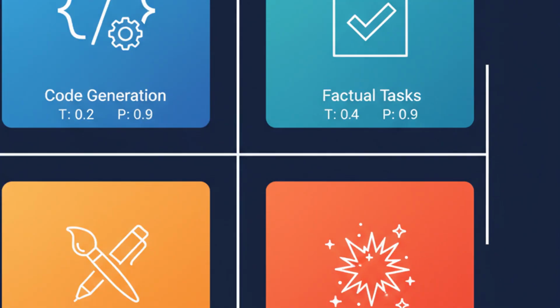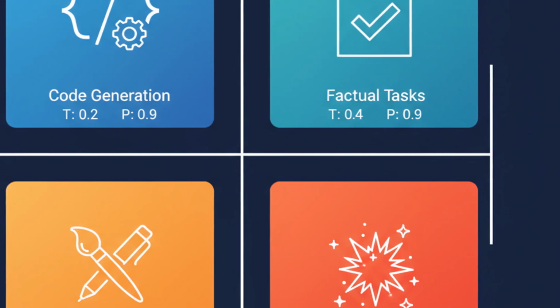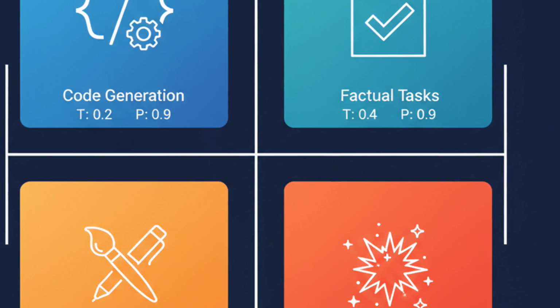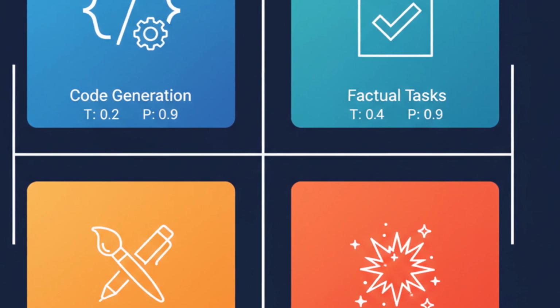Let me give you a practical cheat sheet. For code generation, go cold. Temperature 0.1 to 0.3. Top P around 0.9. Code has one right answer. You want the model's best guess. For factual Q&A and summarization, stay cool. Temperature 0.3 to 0.5. Top P 0.9. Some variety is fine, but accuracy matters.